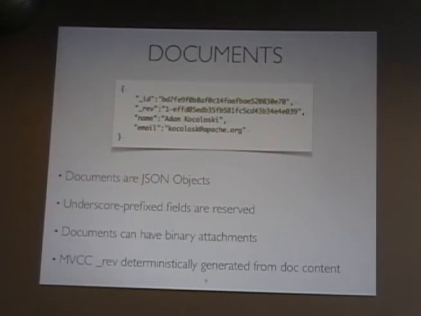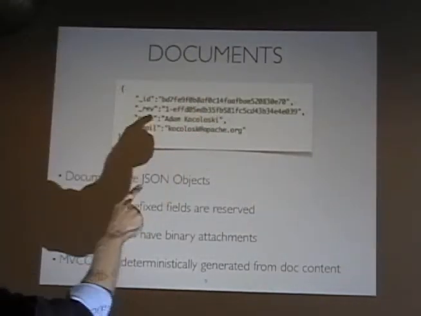There's a few reserved fields, and documents can actually have binary attachments as well. So media, binary blobs, those types of things can be either encoded and stored in the document itself or treated in a standalone fashion so you can stream them up and down from the database. So that's quite useful. But the most important thing up here for you guys is probably this, see if I can get my hand. There we go.